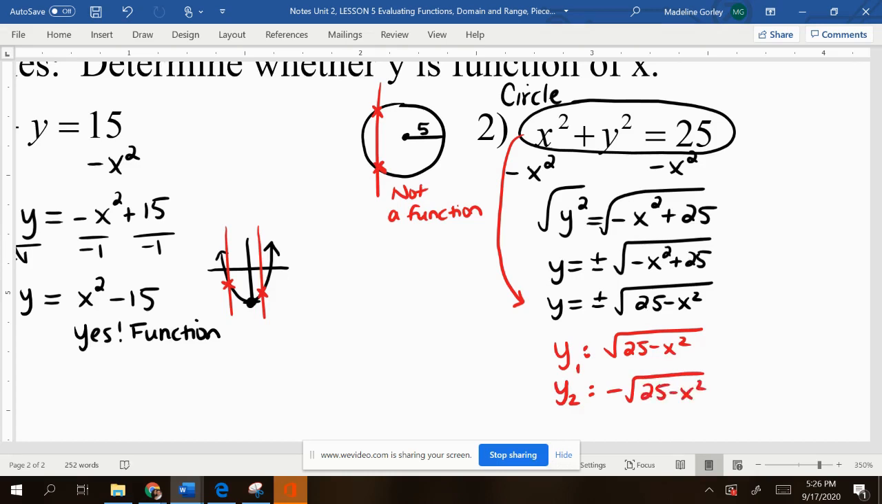Okay. The positive form of the root is going to give me the top half of that circle. And the negative form of the root would give me the bottom half of the circle, which altogether is going to end up giving me the entire circle. Okay. So a circle is a relation. A circle is not a function because for a given x value, there's more than one y output.